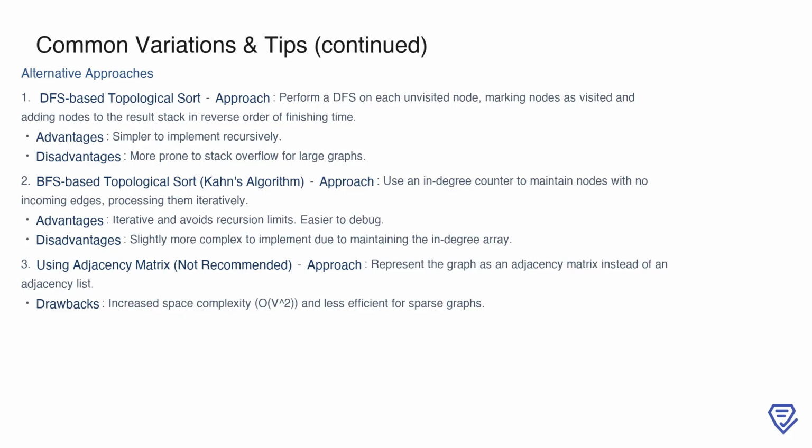On the other hand, a BFS-based approach, such as Kahn's algorithm, uses an in-degree counter to track nodes with no incoming edges and processes them iteratively. This method avoids recursion limits and is generally easier to debug, though maintaining the in-degree array adds slight complexity. Representing the graph as an adjacency matrix is another option, but it's not recommended due to its high space complexity of O(V squared) and inefficiency for sparse graphs. Choosing the right approach depends on the problem constraints and the trade-offs you're willing to make.